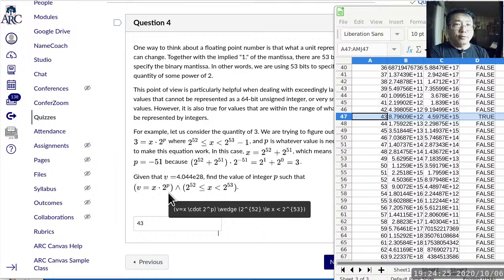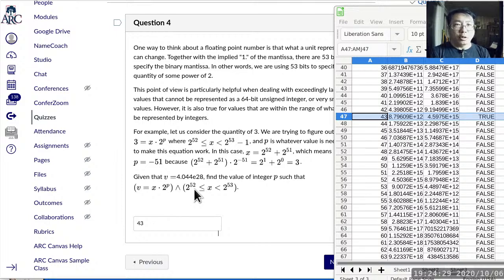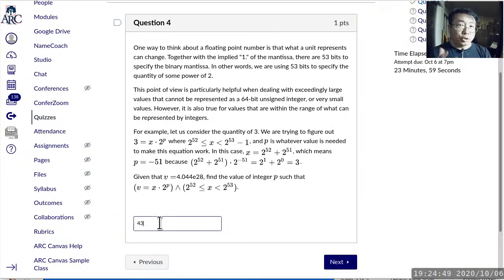Or you can go find the boundaries, okay? So you solve for p when x equals 2 to the power of 52, and then you solve for p again when x equals 2 to the power of 53. So now you've got two irrational numbers. But trust me, if there's only one integer between the two irrational values, that would be the answer, which should turn out to be 43 in this case.